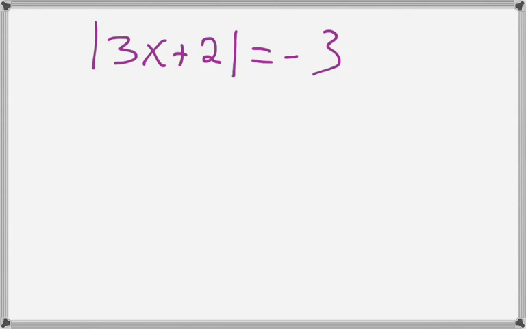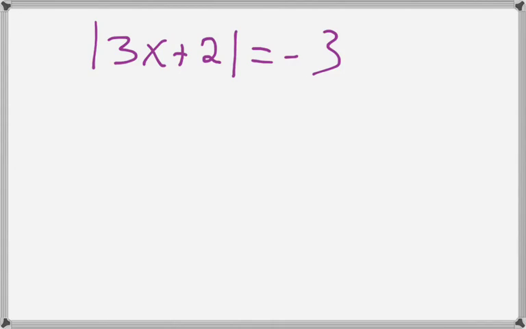All right, let's look at this equation here. We have the absolute value of 3x plus 2 equals negative 3. So if you start thinking through this, I'm taking the absolute value of a number and I get negative 3. That doesn't make sense, right?